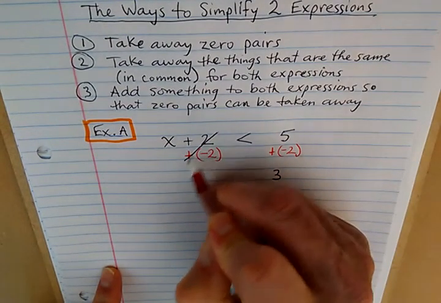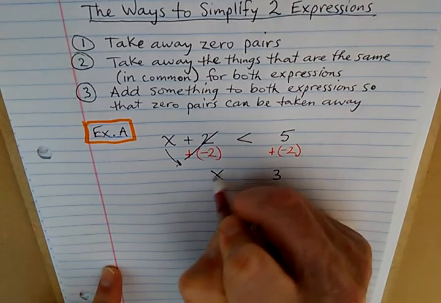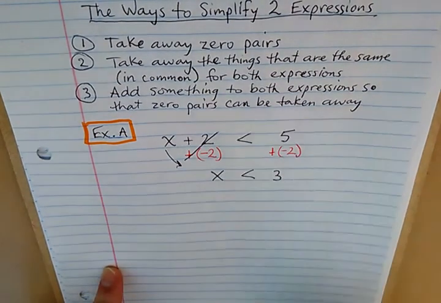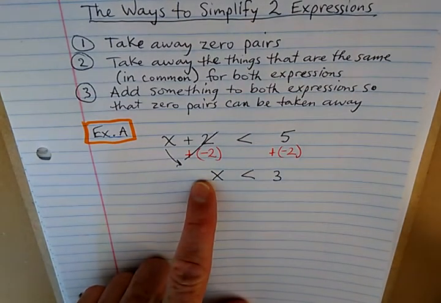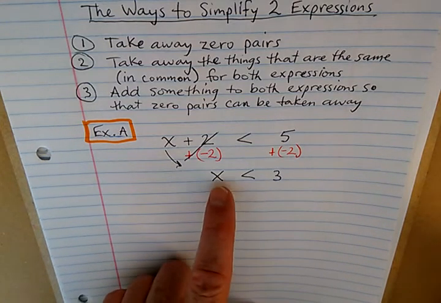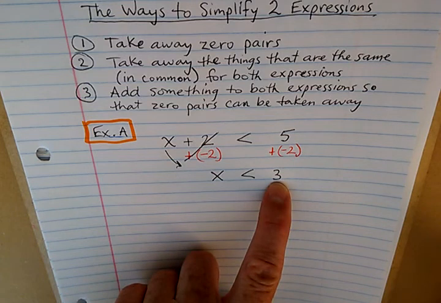And over here, the 2's are gone, but the x has to come down here. The x is here. And we keep the less than sign in the middle. So now we end up with the expression on the left is just x. The expression on the right is 3. And this tells us x is less than 3.